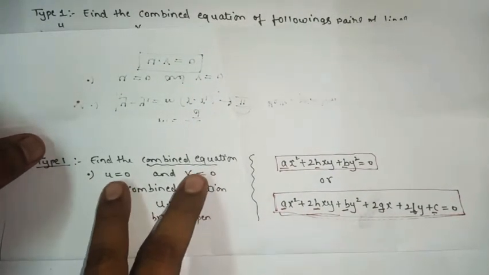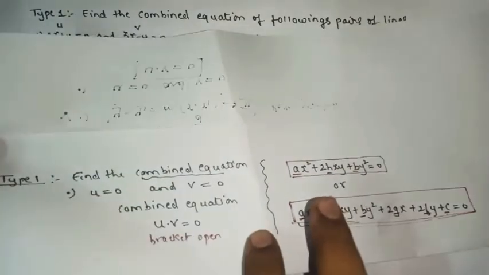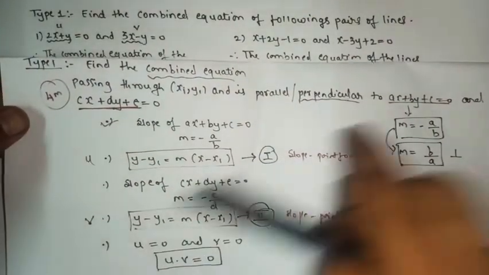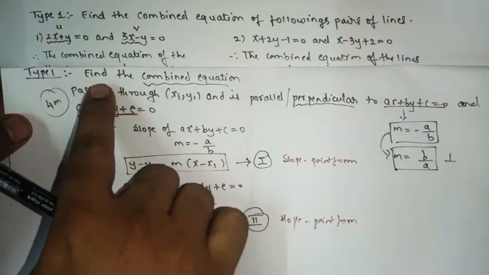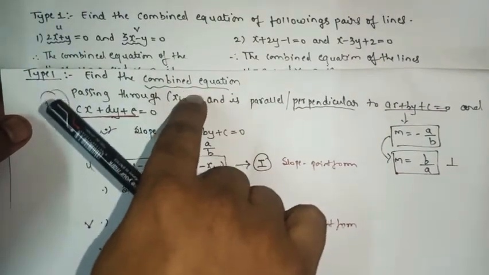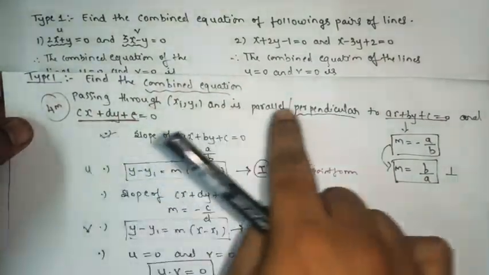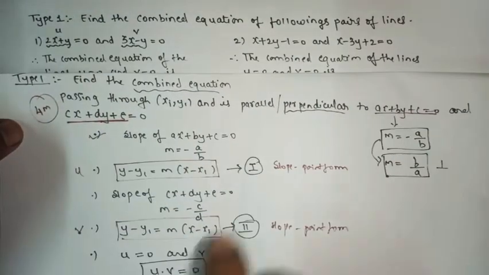When you have two linear equations, simply combine the equations, expand the brackets, and you will get the answer. Now we'll move on to the next one, that is type number 1, where only the subtype is there, where you have to find the combined equation. The question will be the same, combine only, but the pattern of the question will be different.